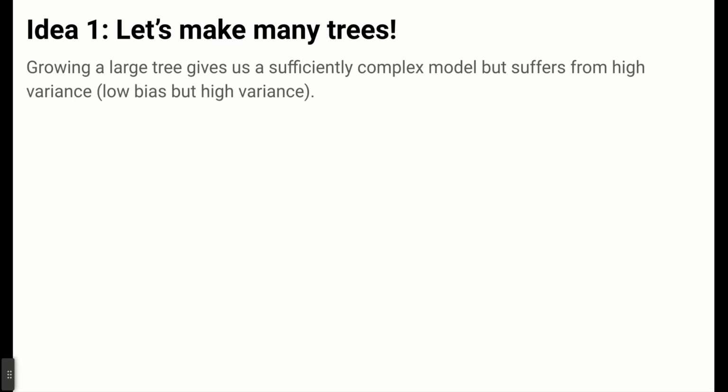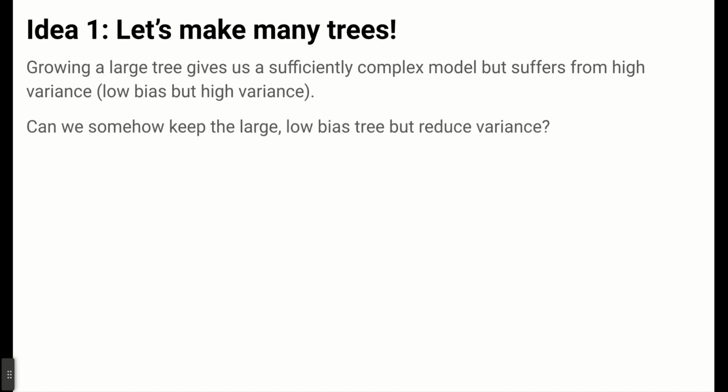The first idea is to use many trees instead of just a single tree. The motivation for this stems from the following idea. Growing a large tree with many splits is able to result in a suitably complex model. But as we know from the bias variance trade off, this high complexity is accompanied by high variance. In other words, large trees are prone to overfitting. It's natural to wonder if we can be greedy. Can we somehow keep our large, low bias tree but reduce its high variance? We can, actually. The trick is to average predictions from a lot of trees.